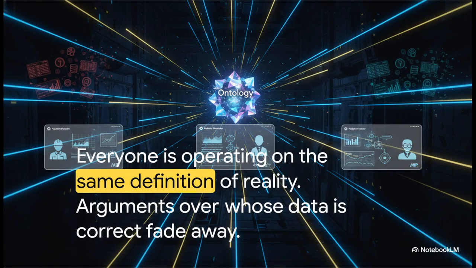So here's the crucial point. Once that ontology is in place, everyone in the organization, from the person on the factory floor all the way up to the CEO, is working from the exact same definition of reality. All those endless arguments over whose data is right or whose spreadsheet is the most up-to-date, they just disappear. And what you're left with are the real strategic trade-offs that actually matter and need to be discussed.